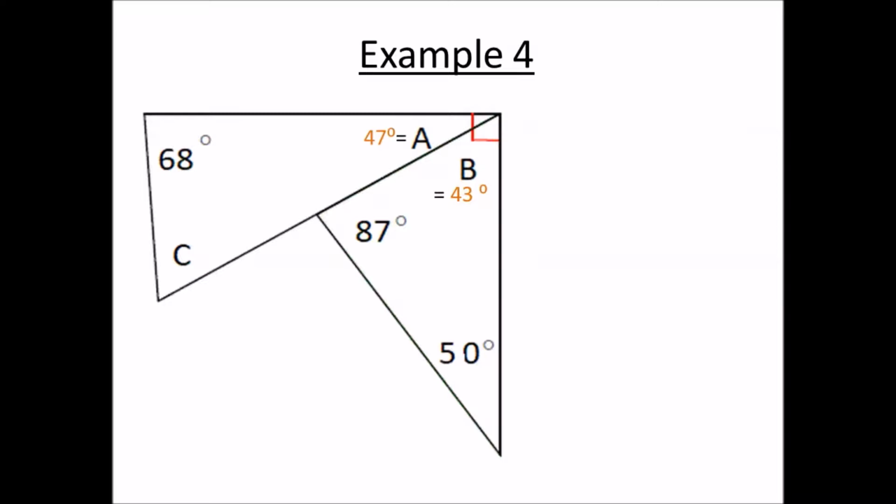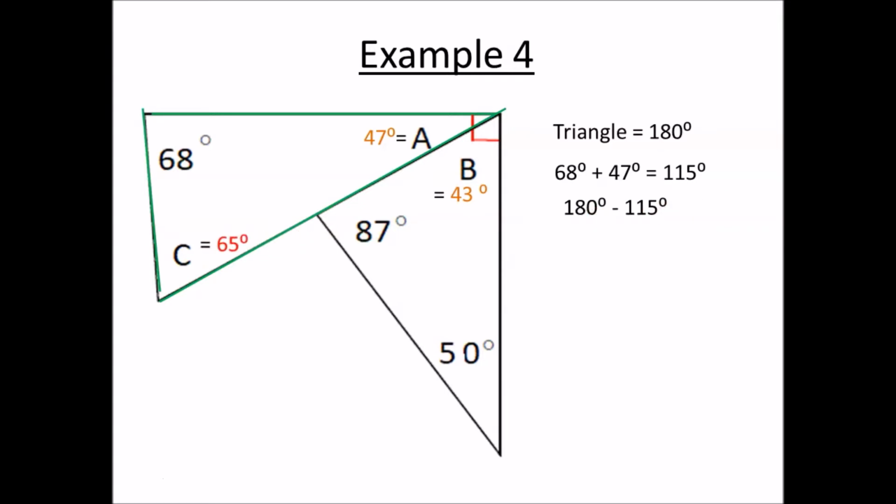Okay. Now, how are we going to find angle C? So we know that this is a triangle right here. So in a triangle we said is 180 degrees. We're given the information of 68 degrees and 47 degrees, which adds up to 115 degrees. So given this information, we can take it away from 180 degrees and find that it is 65 degrees. So angle C is equal to 65 degrees.